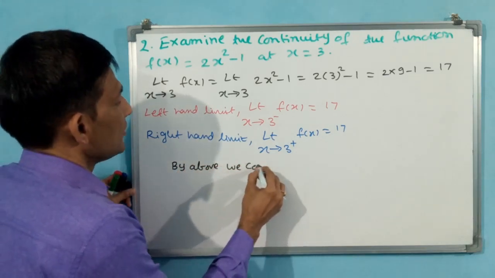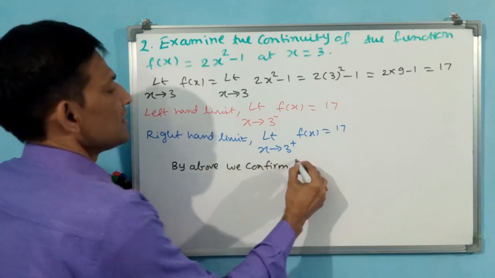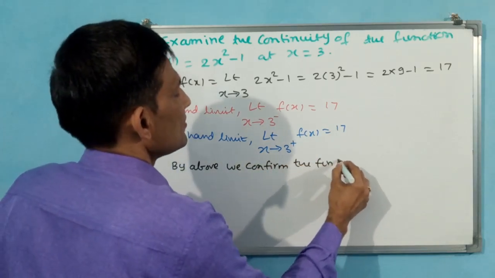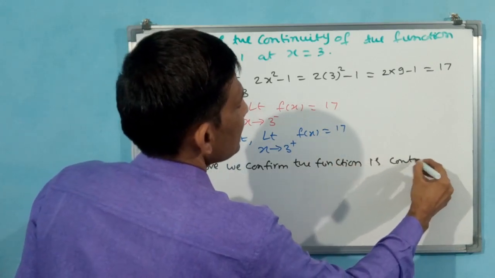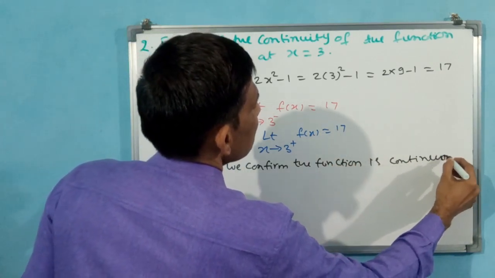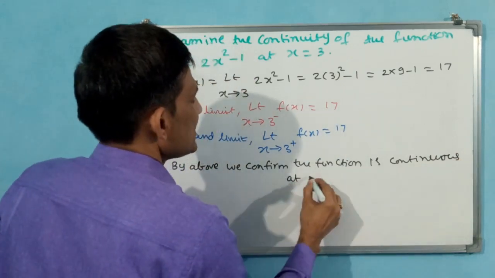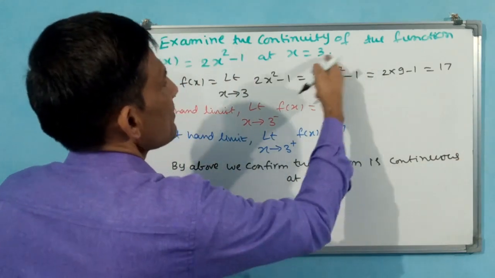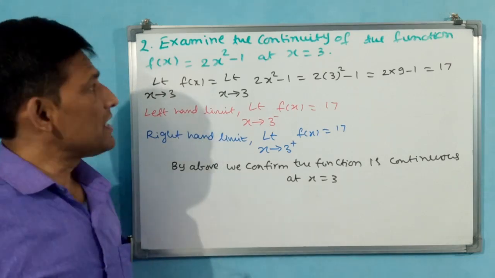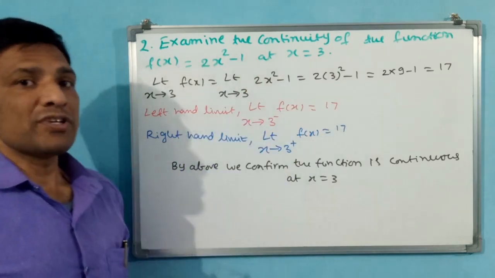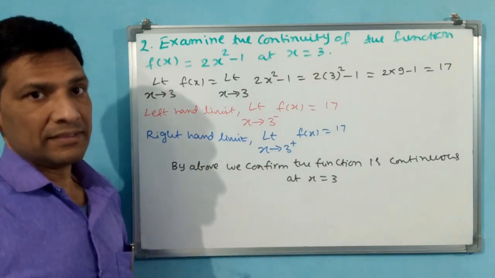By above, we confirm the function is continuous at x is equal to 3. Why? Because he asked us to find at x is equal to 3, and at x is equal to 3 we have found. But even then I am telling this function is a continuous function, whatever may be the x.